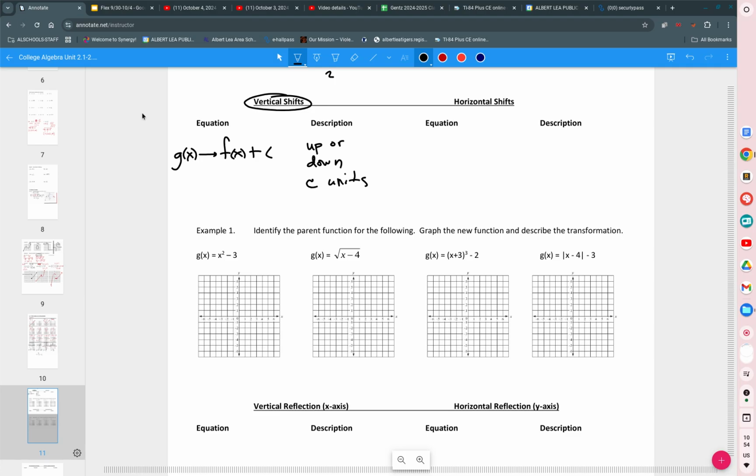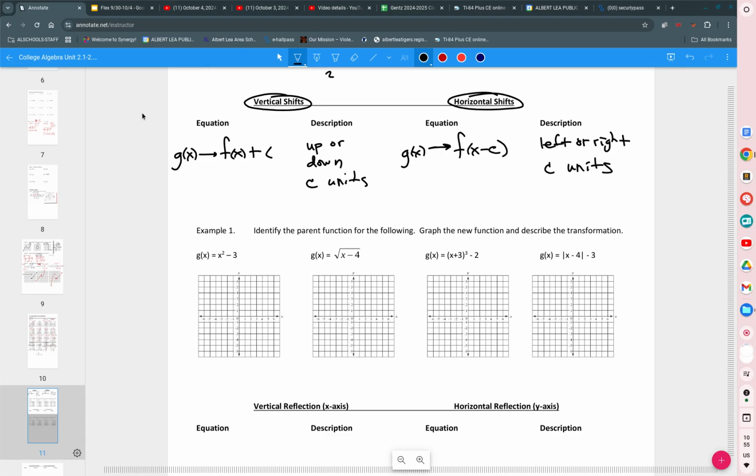Whereas if we look at a function of this form, g of x equals f of x minus c, notice that the minus c is inside here as opposed to the plus c out there. That's going to shift it horizontally, left or right, c units. Okay?